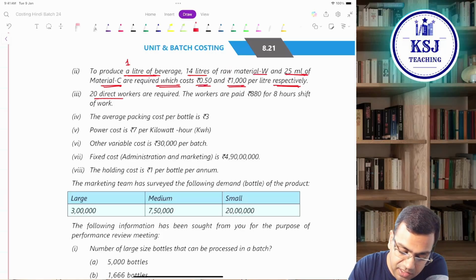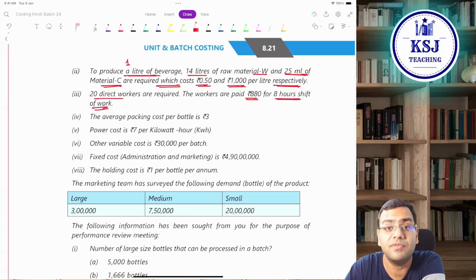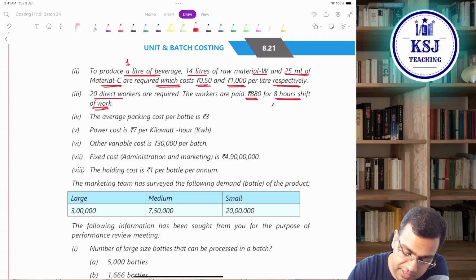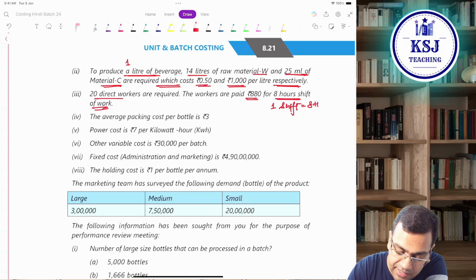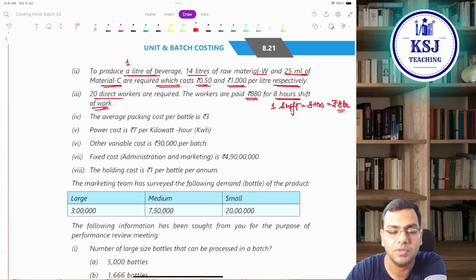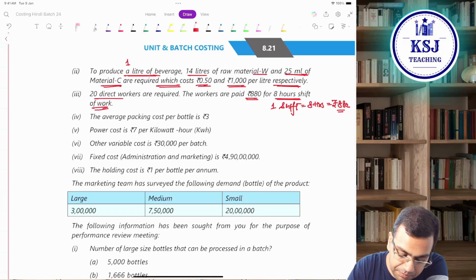20 direct workers are required. The workers are paid rupees 880 for a 8 hours shift of work. 880 rupees for 8 hours. Right, that means for one day, for one shift of 8 hours. What they are saying is one shift is equal to 8 hours, and for this they are being paid 880 rupees. The average packing cost per bottle is rupees 3. Okay, the power cost is rupees 7 per kilowatt hour.